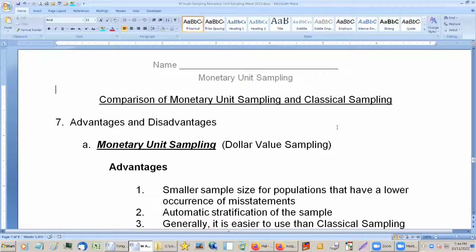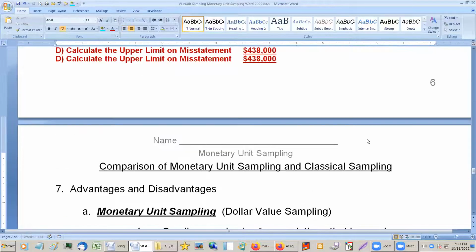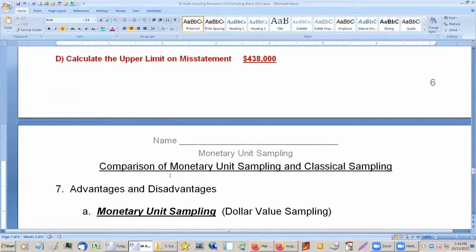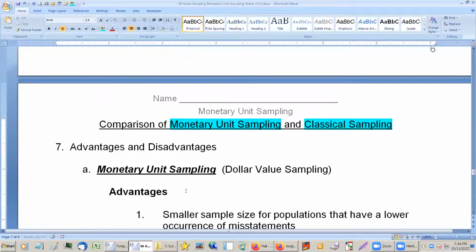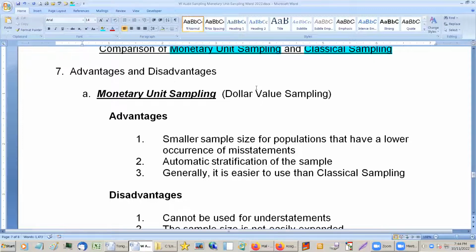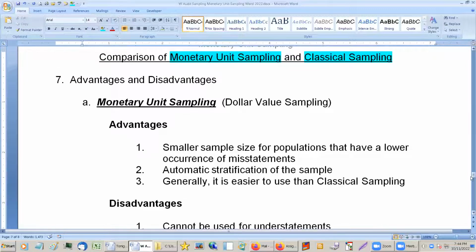So let's go to the comparison of monetary unit sampling and classical sampling. Okay, so we've covered both of them, and monetary unit sampling could be called dollar value, it could be called probability proportional to size. Dollar unit sampling and monetary unit sampling are obviously very similar.